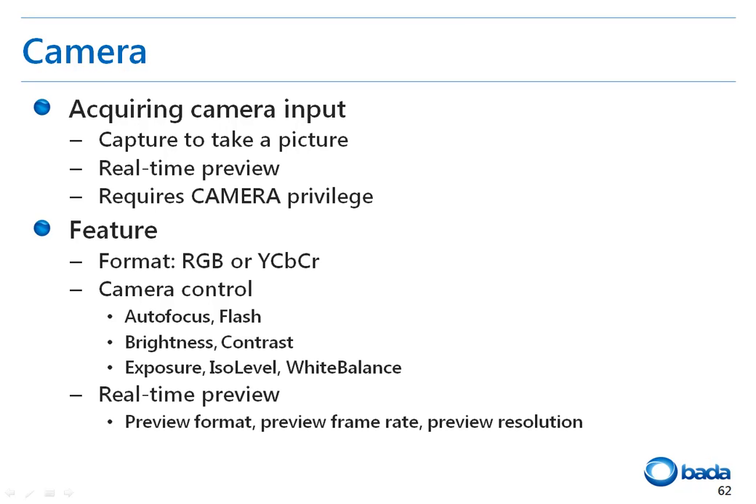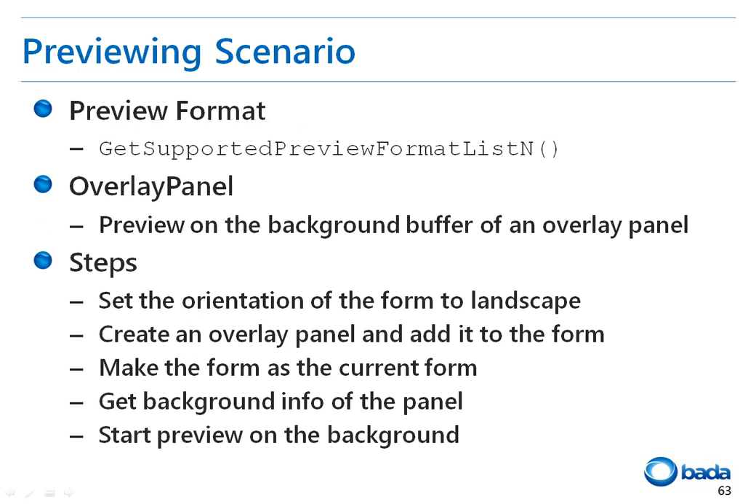Now, let's see how we can perform a preview using this camera class. You can get a list of preview formats supported by the camera by calling the GetSupportedPreviewFormatListN function, and then you can select one of the formats. To draw the camera's preview on the screen, you have to prepare the overlay panel. As with the video player, the preview is drawn in the background buffer of the overlay panel.